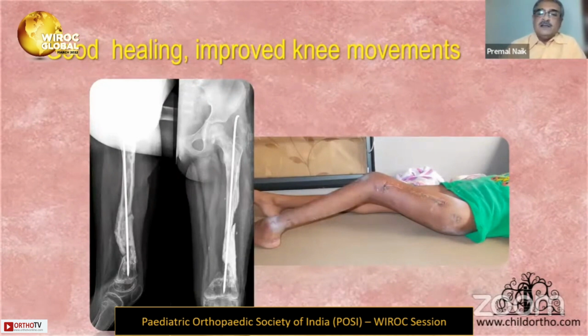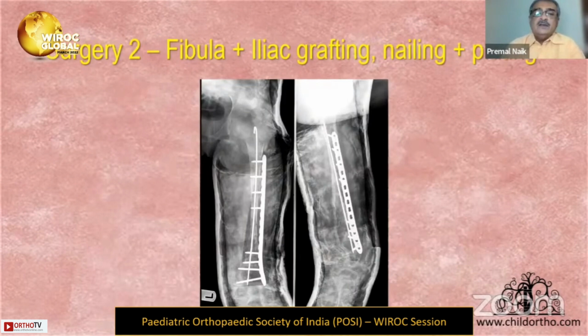Here, some length was compromised. Everything healed. We waited for 3 months and then intervened with fibula grafting, iliac bone grafting, and as Tarul suggested, intramedullary nail is not only enough. I added a locking plate also.